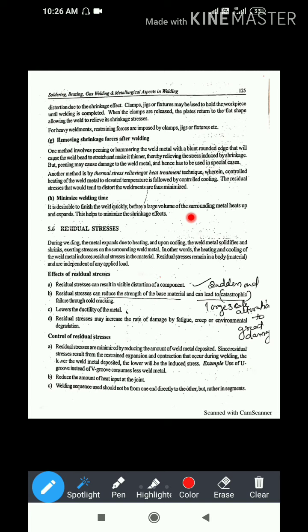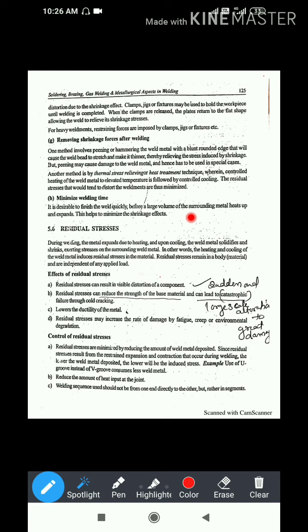Don't concentrate on a single point with the electrode. If you keep the electrode or the arc at a single point, what will happen? That particular point will melt more. If it melts more, the molten metal creation will be more, and so the shrinkage effect will be more. For that reason, melt the metal less and join the metal more. What is the point? Melt less metal and join more.